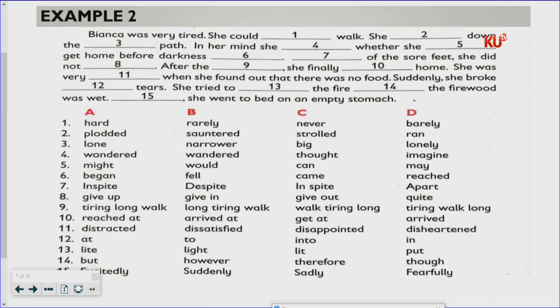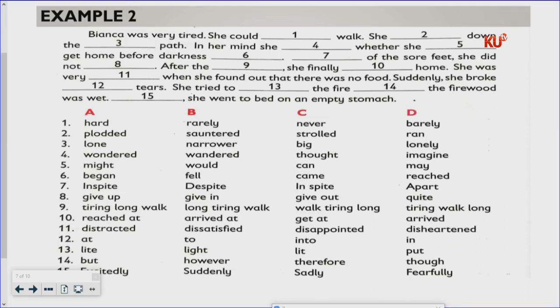It's a story about Bianca at home trying to prepare herself a meal after a tiresome day, but unfortunately she did not manage and she ended up going to bed on an empty stomach. That is the setting of the story, which I said it is important for you to understand. After you've done that, you read for the second time to get an even better understanding.